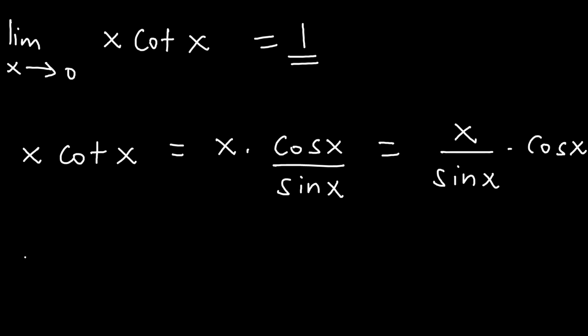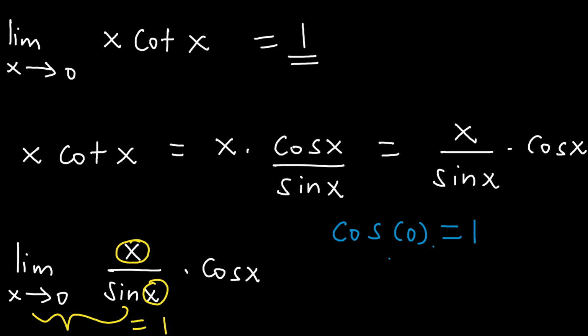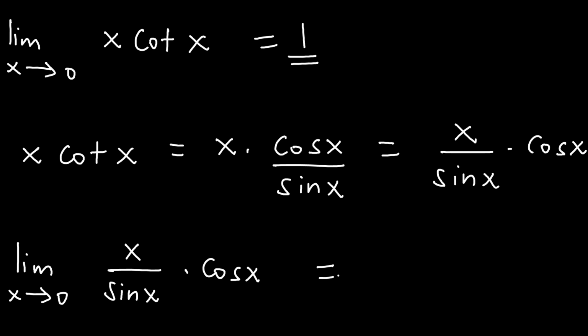Therefore, we shall have the limit as x approaches 0. Now instead of x times cotangent x, we shall have x divided by sine x and then times cosine x. And as you can see, this is the same as this. So this will be equal to 1. And then if we put in x equals 0, cosine of 0 will always be equal to 1. Therefore, this will also be equal to 1. So we shall have 1 times 1, which will be equal to 1. So you get the same answer.